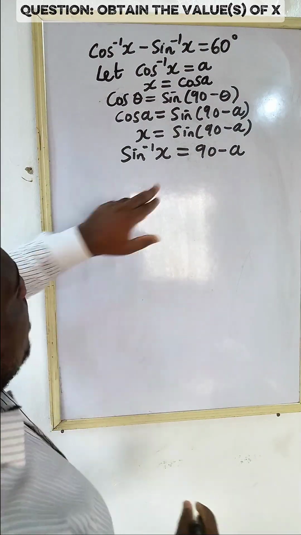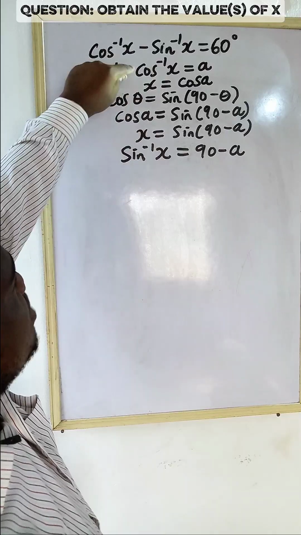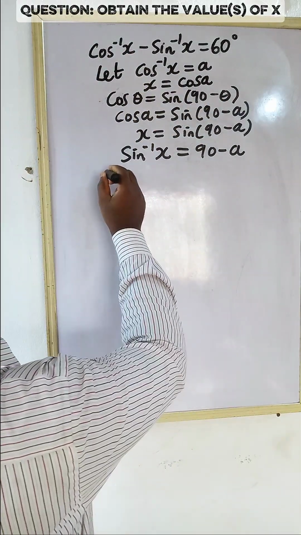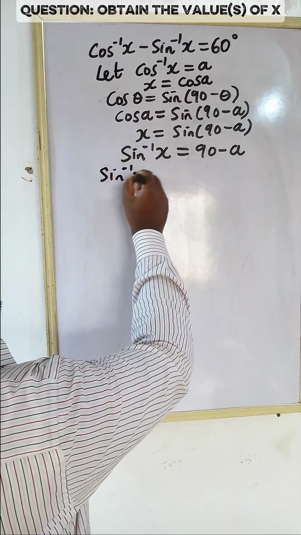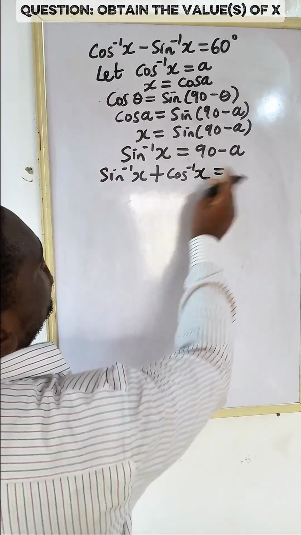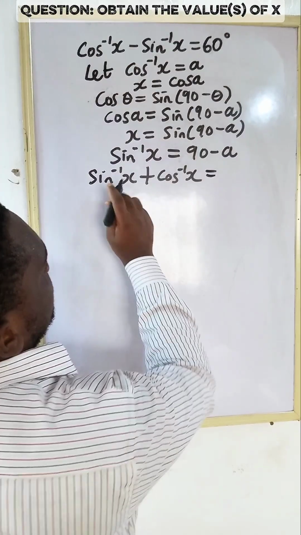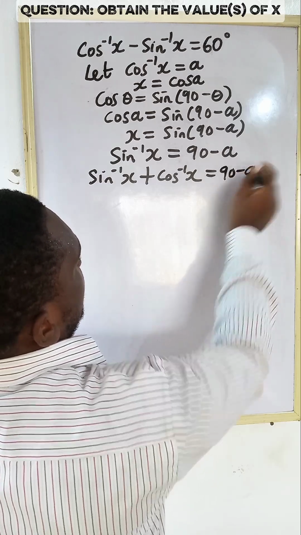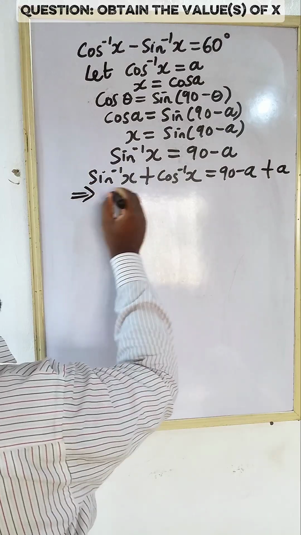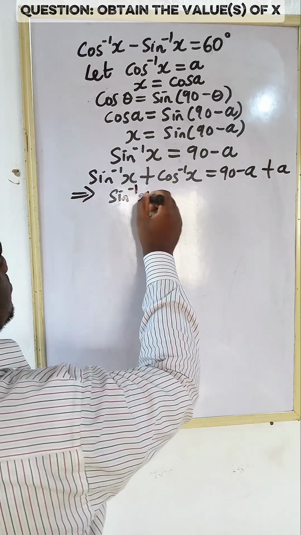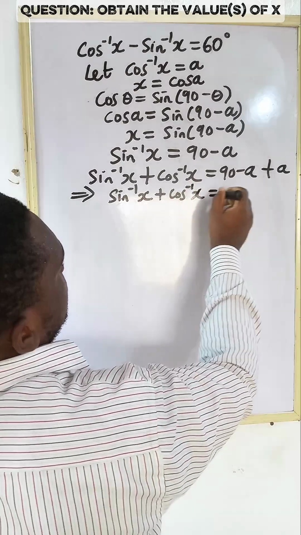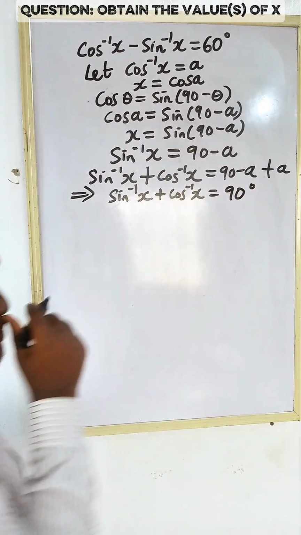Okay, now I have a value for arc sine x. I also have a value for arc cos x. I want to add this all together. So I can rewrite arc sine x plus arc cos x is going to be, what do I have for this? 90 minus A. And what do I have for this? Plus A. Okay, the implication is that arc sine x plus arc cos x equals 90 degrees.